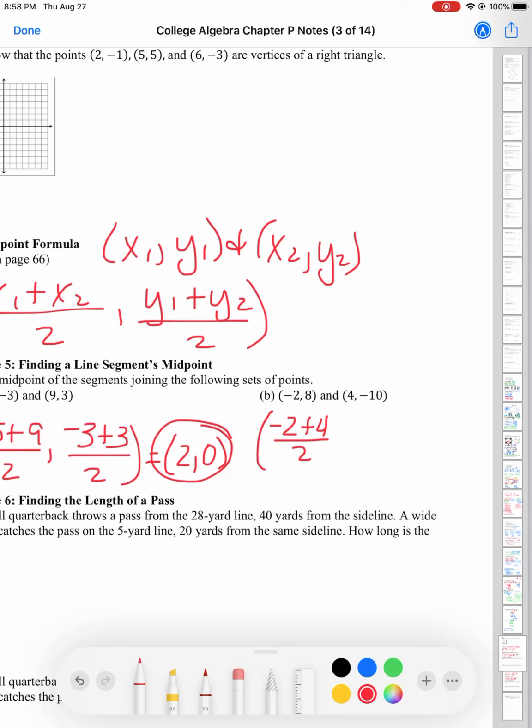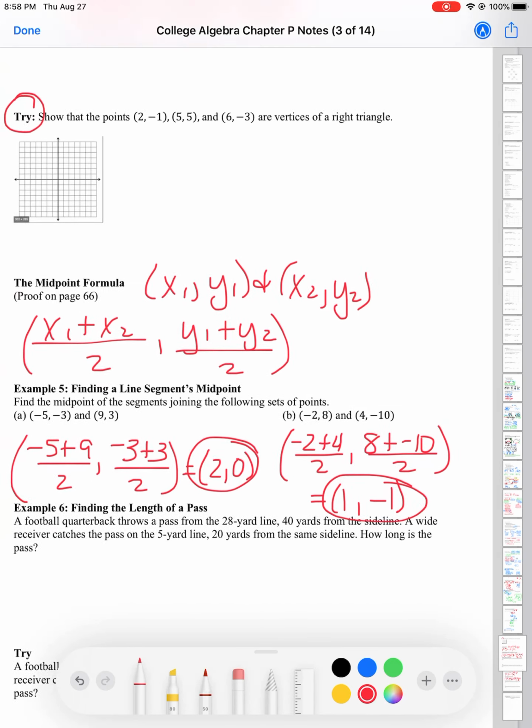In part B, we've got negative 2 plus 4 divided by 2, and 8 plus negative 10 divided by 2. So this is 2 divided by 2, which is 1, and negative 2 divided by 2, which is negative 1.